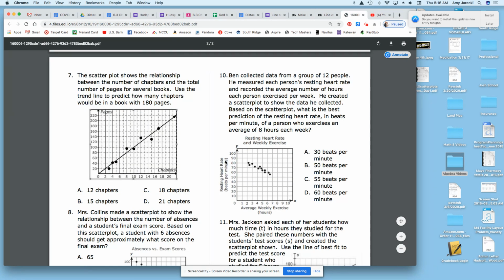Okay, next one we're going to go through, number 7, I believe. The scatterplot shows the relationship between the number of chapters and the total pages in the book.